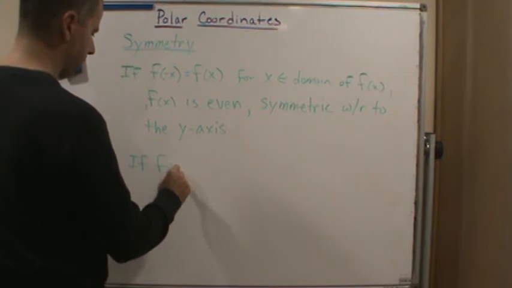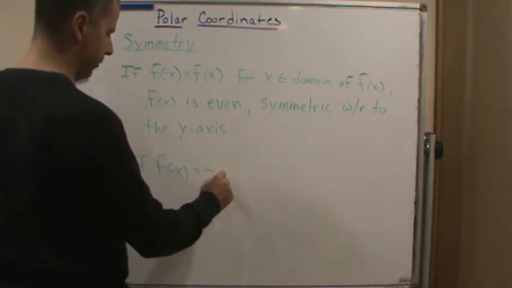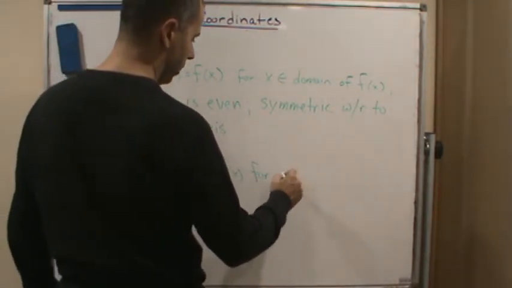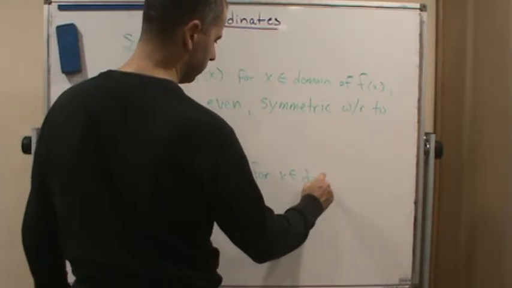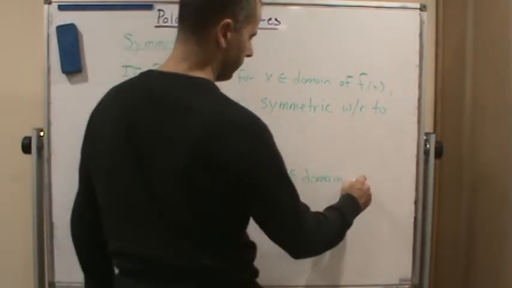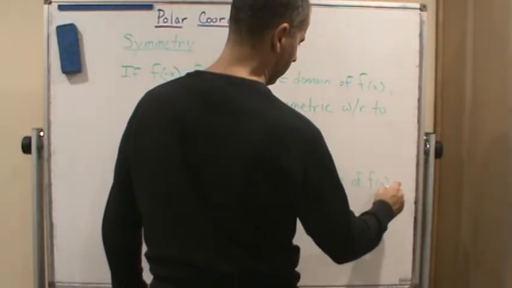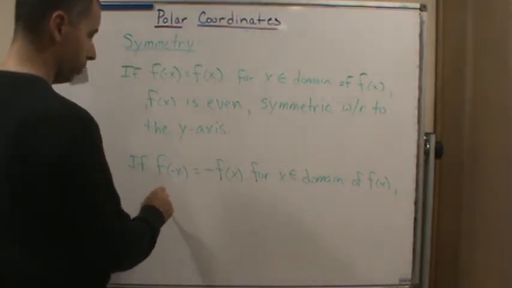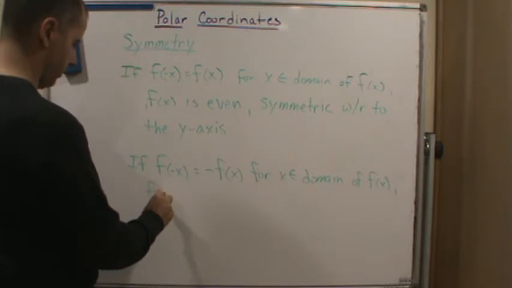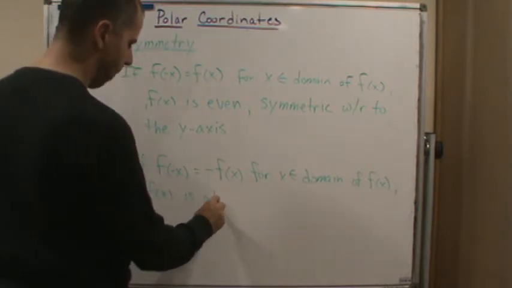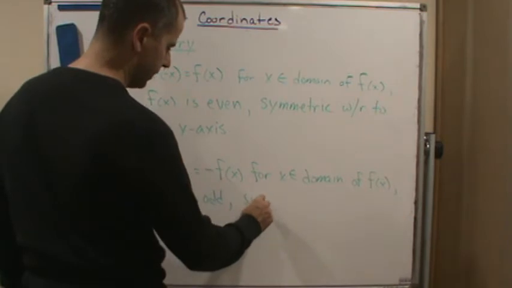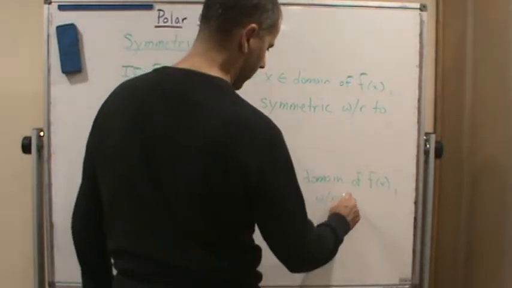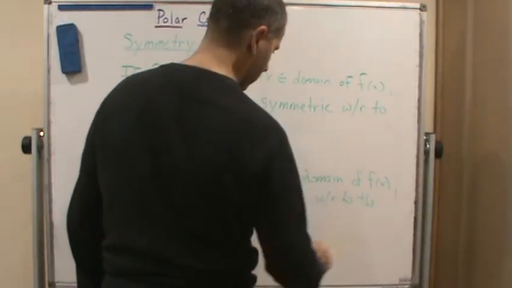Okay. Similarly, if f of negative x equals the opposite, or the negative, of f of x for all x in the domain of f of x, then similarly f of x is odd, which means it's symmetric with respect to the origin.